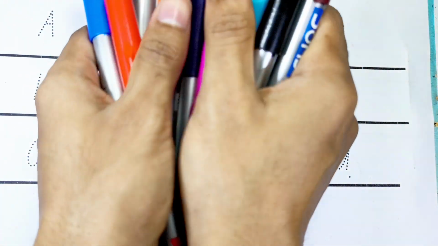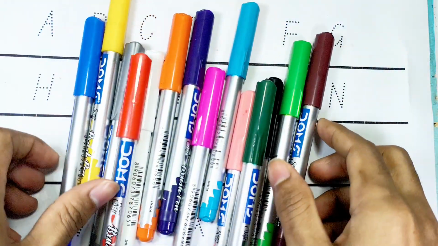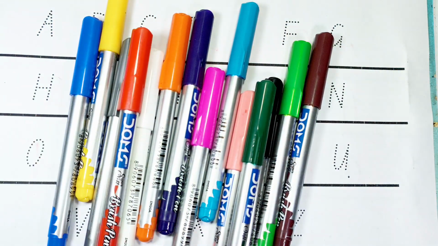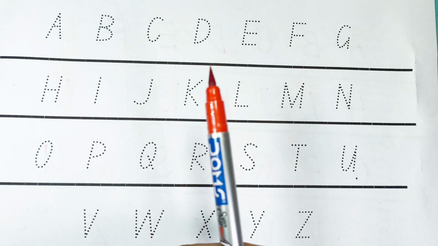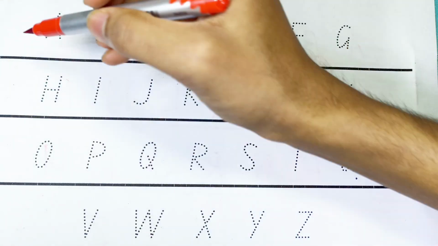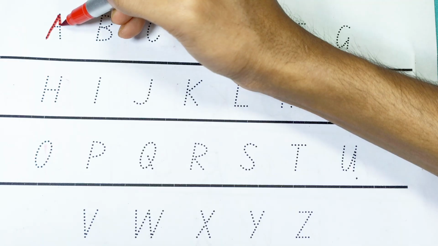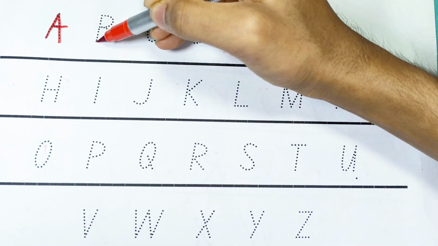Today we draw and write in capital letter alphabets A to Z. Stay with us. So kids, first we're using the color of red and writing the alphabet of A. A for apple.